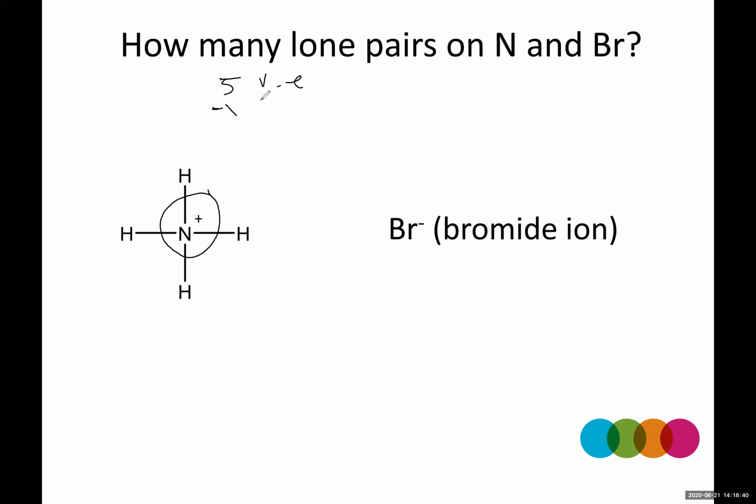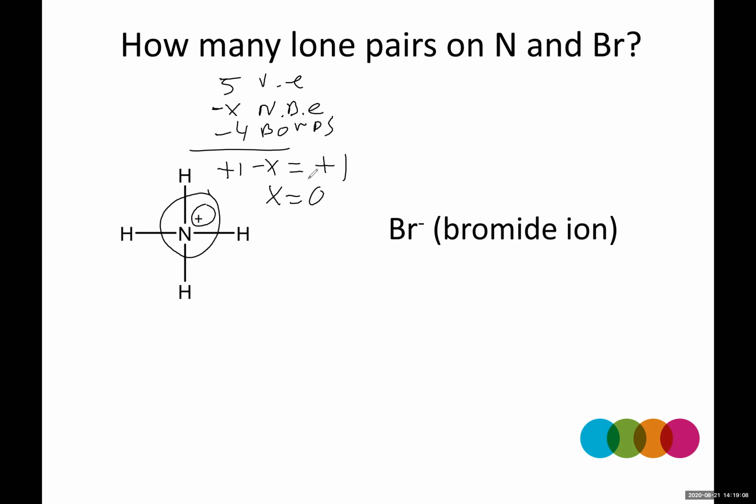It has X non-bonded electrons. We don't know, because in this problem, the formal charge is shown, and we have to calculate the number of lone pairs. And then we have 4 bonds. So what we have is 5 minus 4 is plus 1, minus X equals plus 1, which is the charge on the nitrogen. So you see X equals 0. So a positive nitrogen has 4 bonds and no lone pairs, which makes sense. The 4 bonds corresponds to an octet.